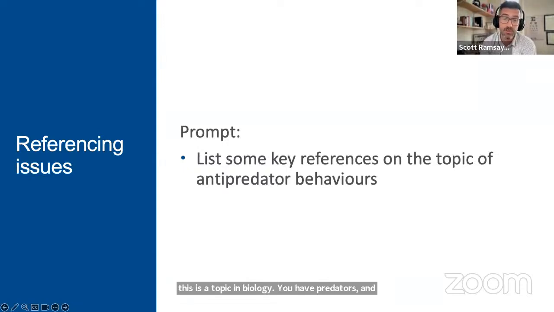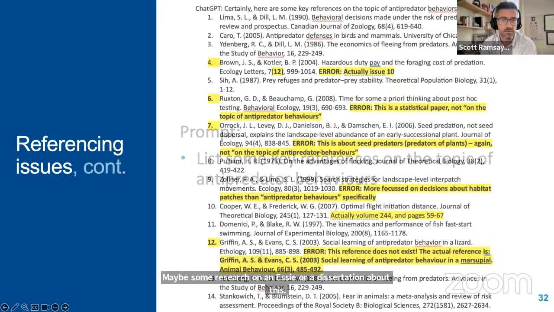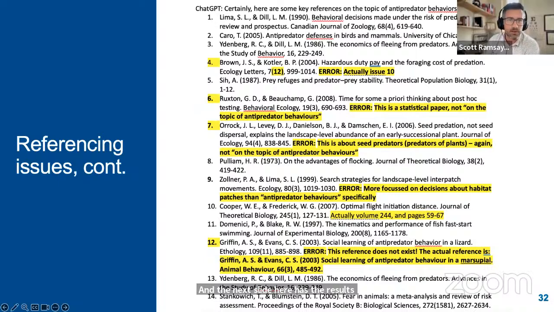We were just looking for some references to start maybe some research on an essay or a dissertation about this. And the next slide has the results. You can see across the very top, ChatGPT said, "Certainly, here are some key references on the topic of anti-predator behaviors in animals." Everything that's highlighted here is an example of an error or something that isn't true about that source. Under number 4, at the end, we've added the text: error, this is actually issue 10. The citation there said issue 12, which you can see just slightly to the left on that line.